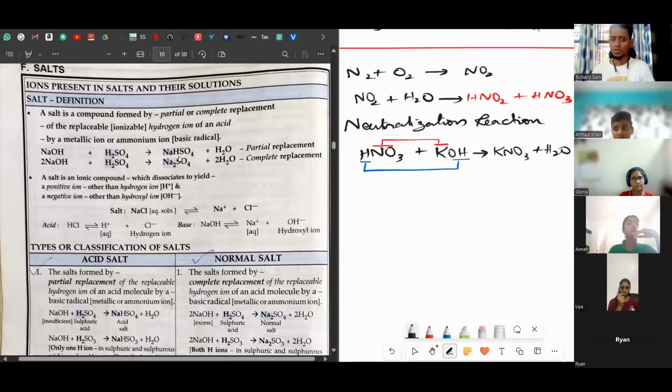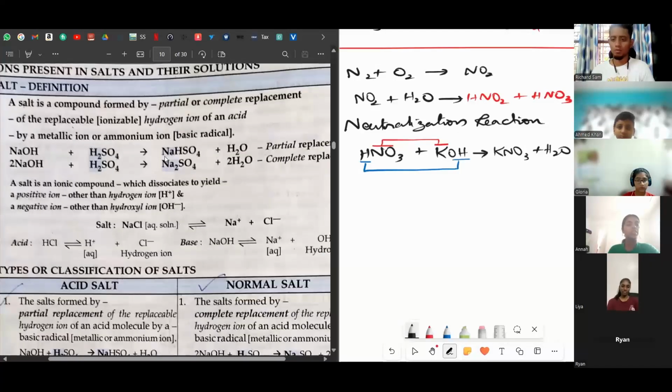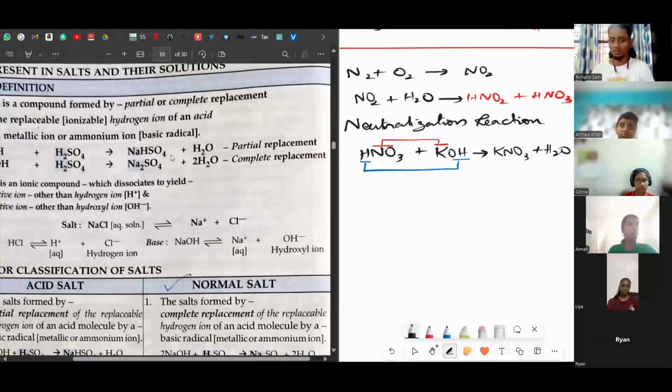What is this NaHSO4? What is the name of this? Sodium bisulfate. Sodium bisulfate. And what is Na2SO4? Sodium sulfate. Now from this, sodium sulfate is a normal salt. Normal salt means it only has a positive part and a negative part. Positive radical and negative radical.